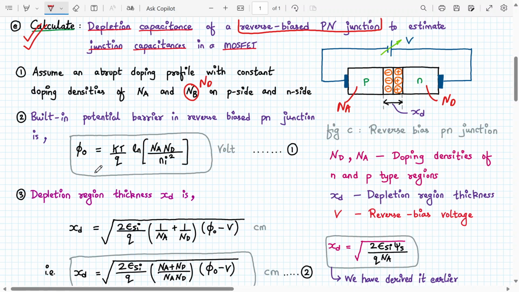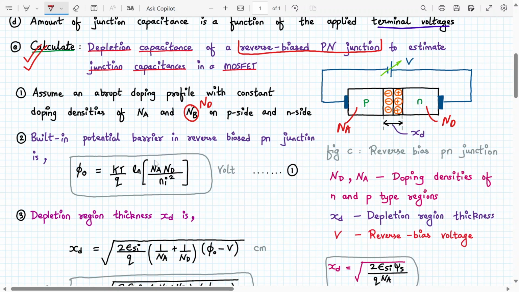So the built-in barrier potential in a PN junction is a standard form, we don't need to derive it. It's given by phi naught equals KT by Q natural log of Na Nd upon Ni square. So this is our equation number 1. Now where this came from, we don't have the derivation for it. You remember we have derived the expressions for phi Fn and phi Fp for this side and this side, right? We have applied Fermi potential for the P side and for the N side, and we have said that the total will be the work function difference between the two different materials, P side and N side, and that was found to be around 0.7.